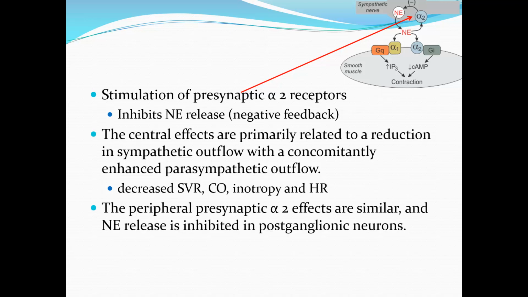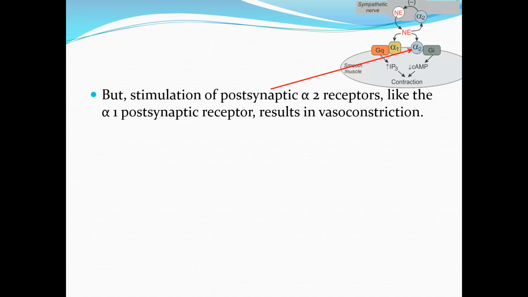The presynaptic peripheral alpha-2 effects are also very similar. And norepinephrine release is inhibited in postganglionic neurons. Again, presynaptic alpha-2 in the postganglionic cells. But when you stimulate the postsynaptic alpha-2 receptor, very similar to alpha-1 postsynaptic receptor, you also get vasoconstriction.